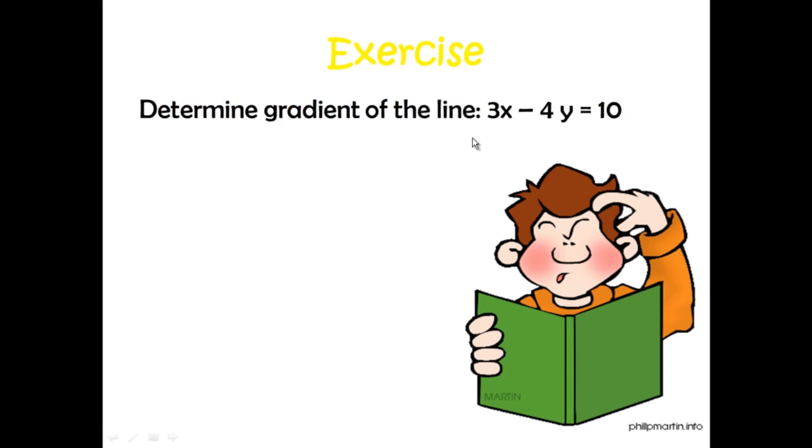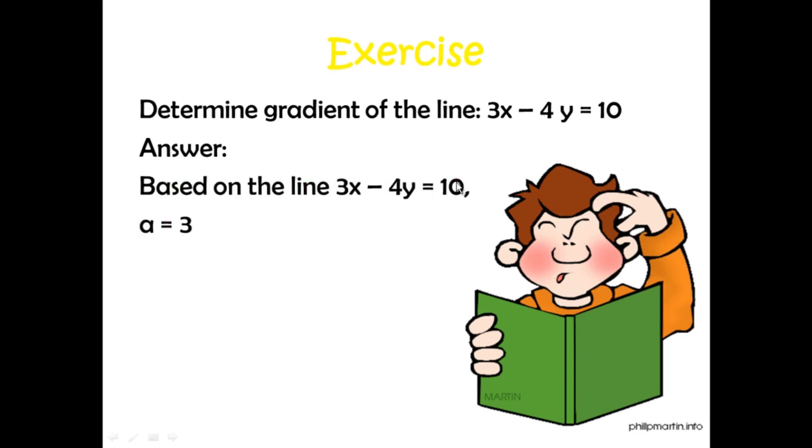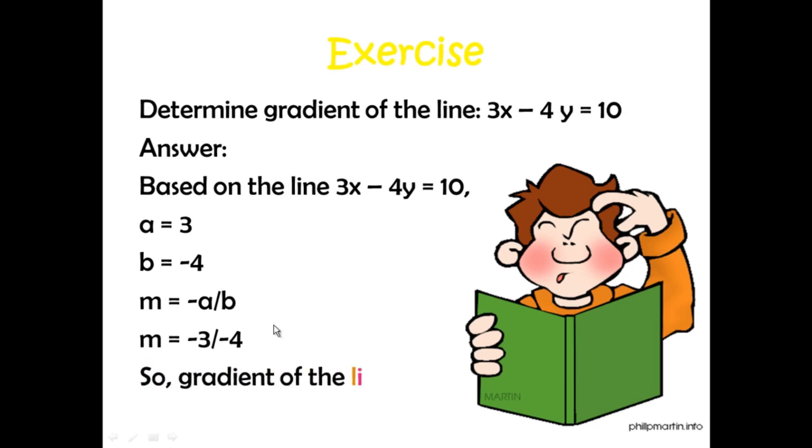Examples. Please determine the gradient of 3x minus 4y equals 10. A is 3 and then b is negative 4 and then c is 10. So the gradient is negative a over b. So negative 3 over negative 4. The answer is 3/4.